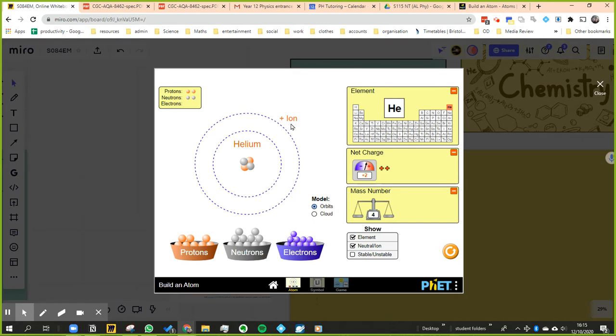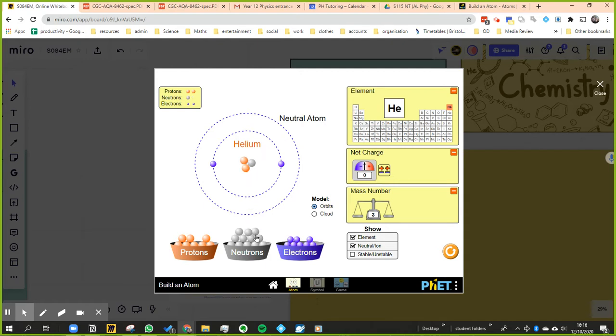Now, it calls itself an ion. An ion simply means a charged atom, or if you want, you can say an atom where the protons do not match the electrons. It doesn't have any electrons, but it's got two protons. So if we give it two electrons, then it's balanced out. The positives balance out with the negatives, and we have a neutral atom.